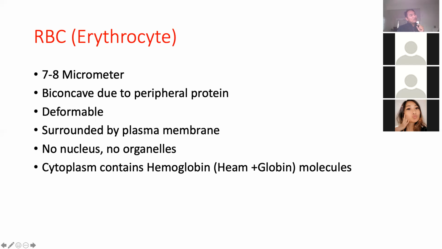And it is also surrounded by plasma membrane. There is no nucleus, there are no organelles. And its cytoplasm contains hemoglobin. Heme and globin combination is called the hemoglobin molecule. So inside the RBC, we have hemoglobin molecules, and outside it is surrounded by plasma membrane. Inside the cytoplasm, we do not have a nucleus or organelles. It is deformable, its shape can change. It is biconcave. Its size is 7 to 8 micrometer.